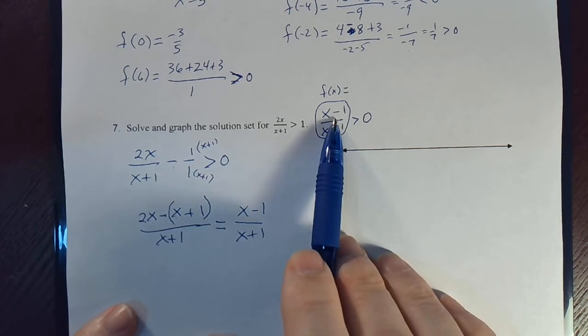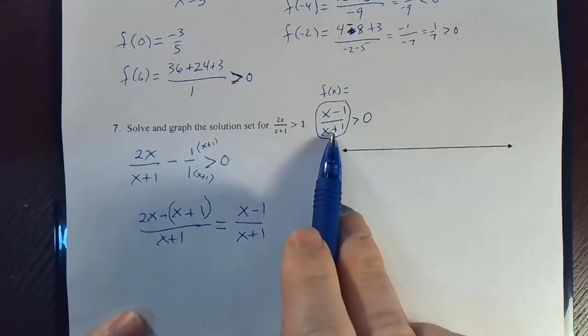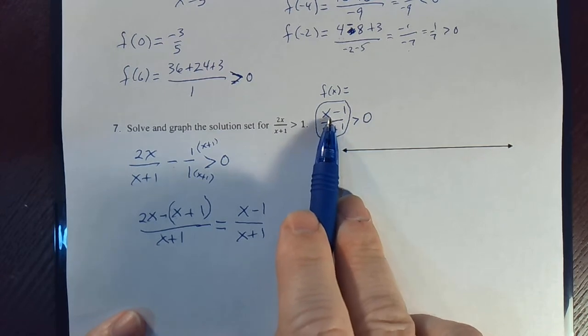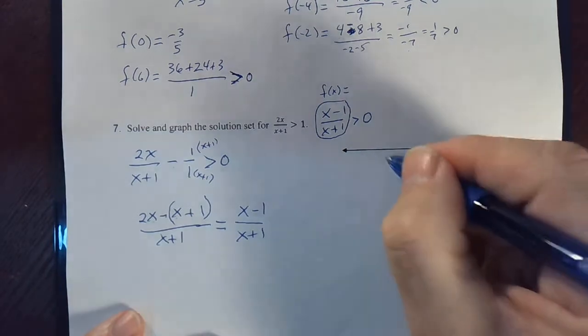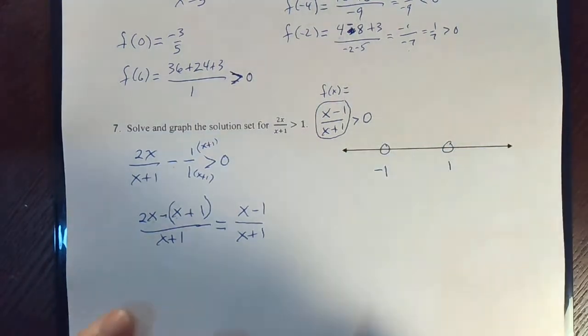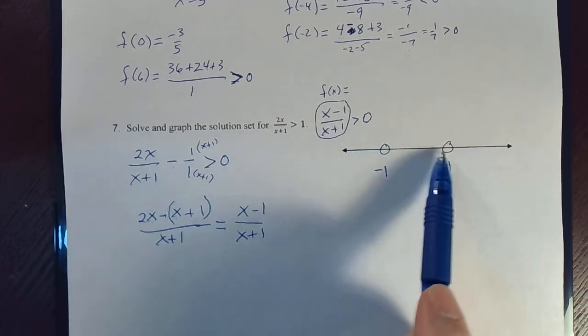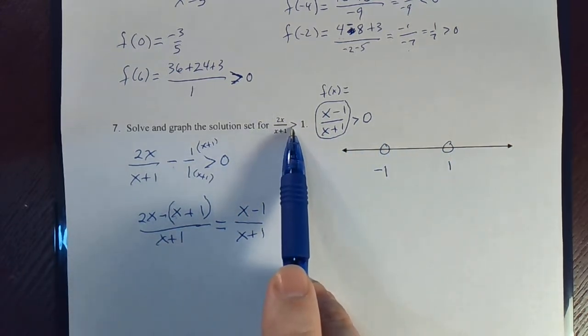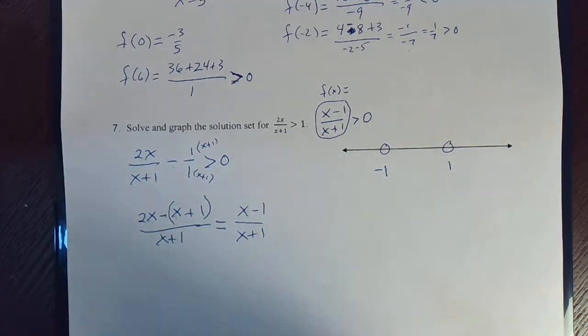So how long does it take us to figure out what the two boundary points are? Shouldn't take more than a second or so. The top would be 0 if x is 1. The bottom would be 0 if x is negative 1. And there's no question as to whether we shade these or not. We're going to leave them open because this is a strict greater than. So all we need to do is 3 test points and shade, and we'll be just about done.